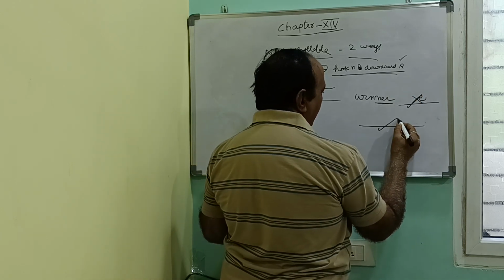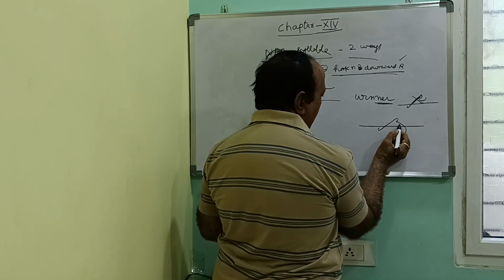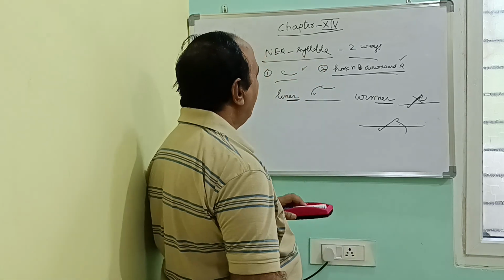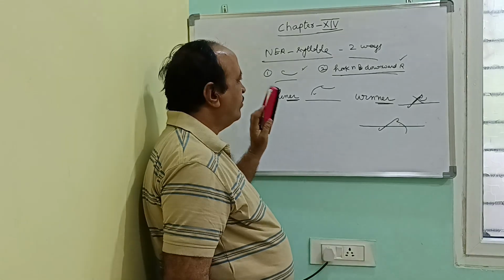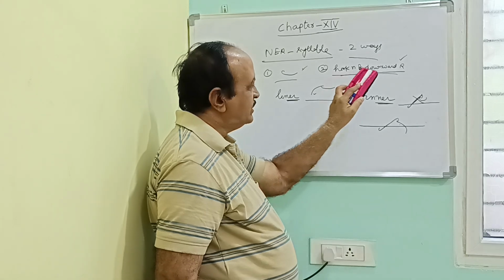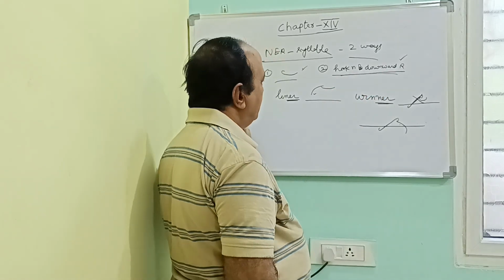See, win, hook n, then downward r. Win, then r. This way, the syllable nar we are writing in two ways. First one is in the hooked form, the other one is hook n as well as the downward form. This way we are using it here. Fine.